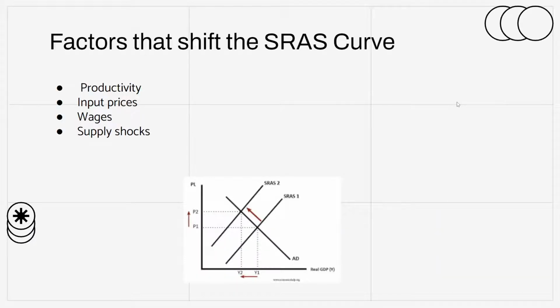Now, what are the factors that shift the SRAS curve, left and right? Well, productivity. If your workers are more productive, then obviously you're going to produce more. What about input prices? Well, the prices of commodities that you pay, such as oil or things that you use to make other goods. If the prices for those go up, that means you're going to have to price your goods higher, shifting the aggregate supply curve to the left.